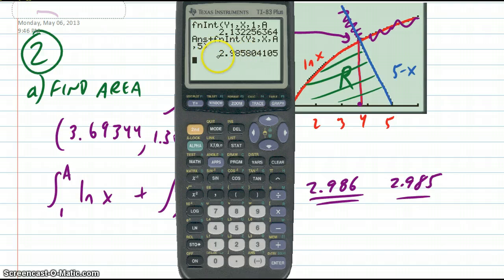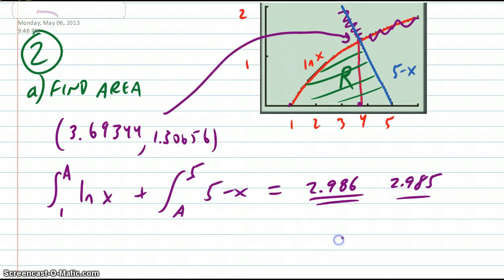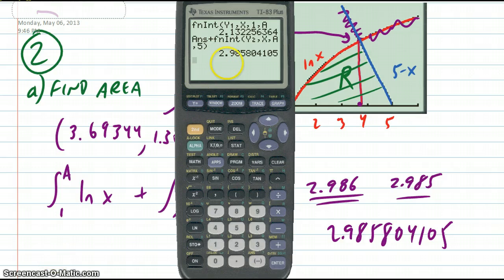I'm going to remember the 2.9858. Can you remember 04105? Can you remember that? Sure. What was yours? 04105. Okay, let's just check that just to make sure so they don't think we're crazy.